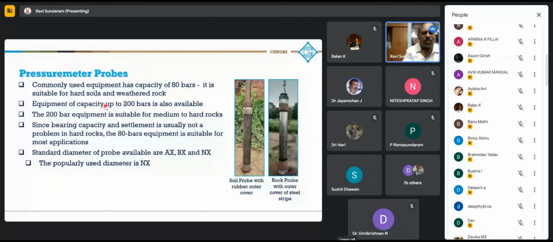Equipment with capacity up to 200 bars is also available. The 200 bar equipment is for medium to hard rocks. But since bearing capacity and settlement is usually not a problem in hard rocks, the 80 bar equipment is suitable for most applications. The standard diameter of the probe is AX, BX and NX; NX is more popular.